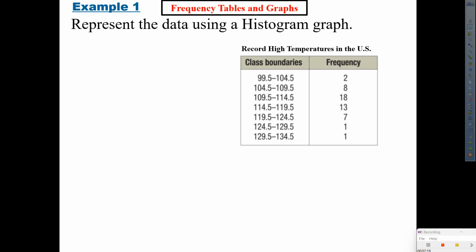Copy this one, example one. Copy the table, please, and then read. Move it all the way to the right of your paper, because we're going to need space on the left to do the graph. Record high temperatures in the U.S., class boundaries, there they are, and frequency, there they are. Copy that.